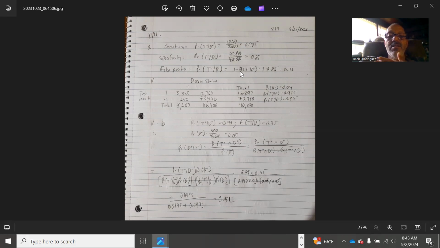False positive. Well, let's think by definition, what is a false positive? A false positive is the complement of specificity. Specificity is testing negative given one is disease negative. So its complement would be testing positive given one is disease negative. To find the probability of a false positive, we just subtract specificity from 1, right? Because it has to equal 1 because that's the sample space. So 1 minus 0.85 is 0.15. That's how I got that.